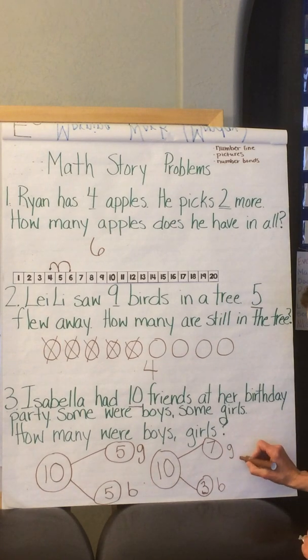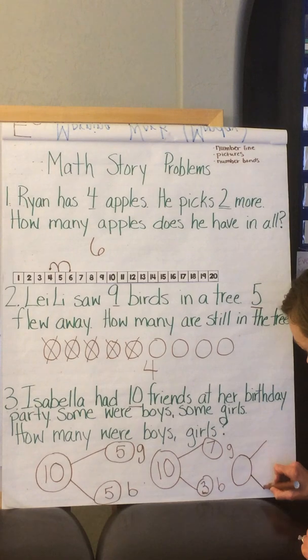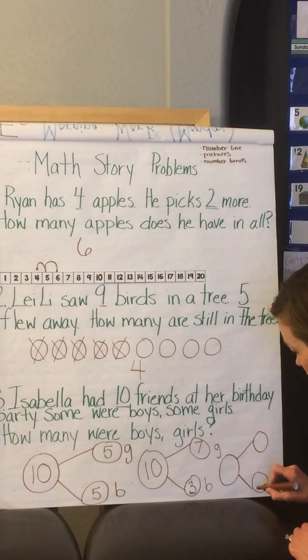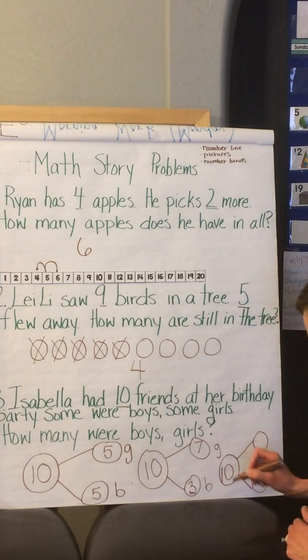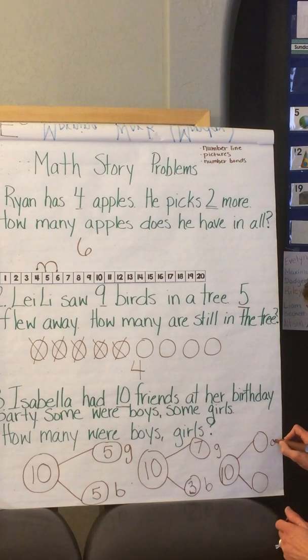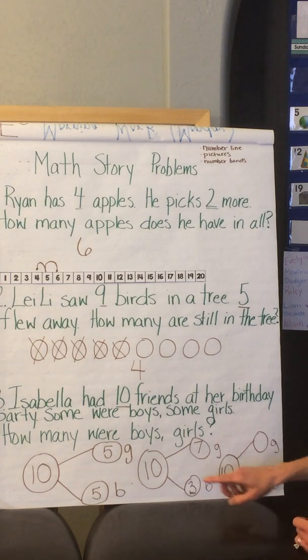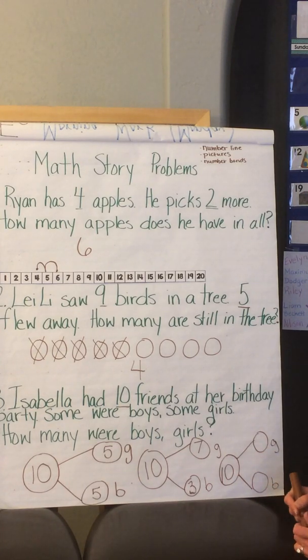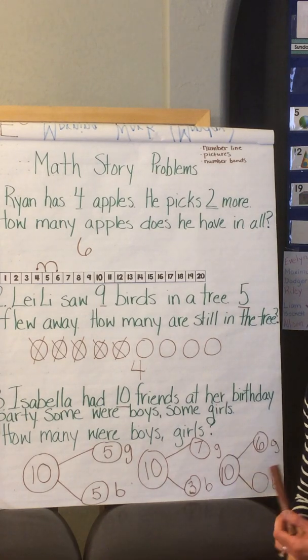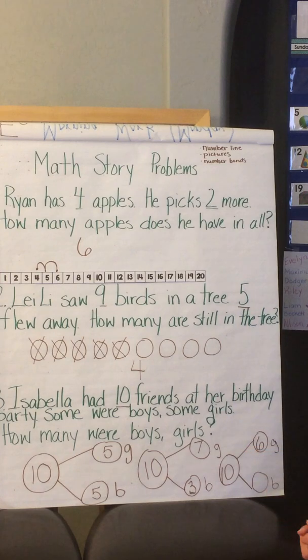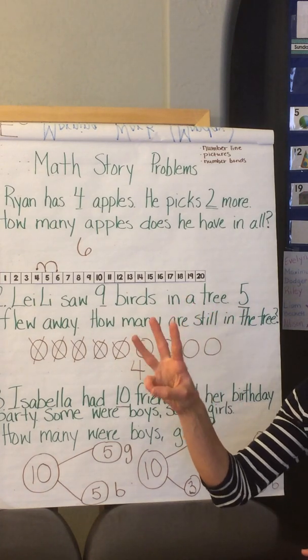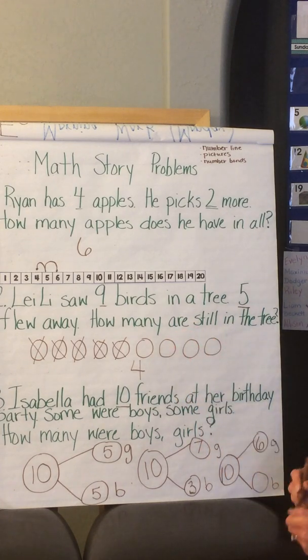Let's do one more. See if I can get it to fit on here. And you could do some more at home too, because there are lots of ways to make 10. So that's the girls, and this is the boys. So we have 10 friends at the party. We've done 5 and 5. We've done 7 and 3. Maybe there are 6 girls at the party. Okay, so there's 6 girls at the party. How many are boys? If we're not sure, we could count on. We say 6 and then count on 7, 8, 9, 10. So how many are boys? 4.